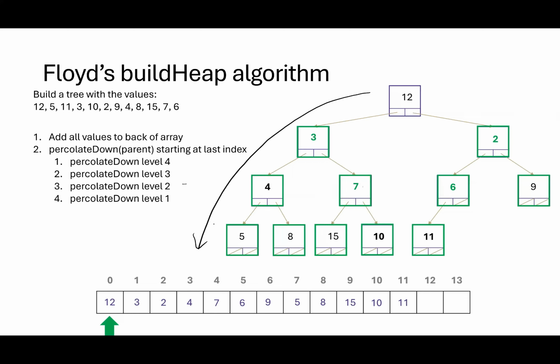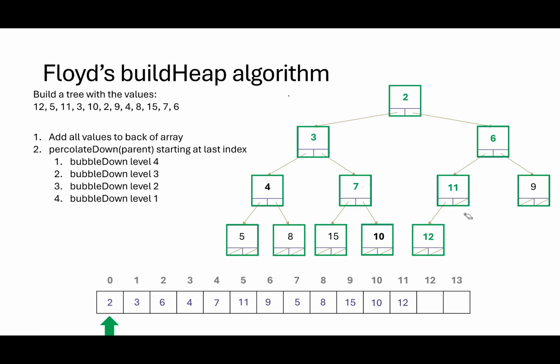In level 1, you will see 12 is going to be swapped with the smallest child, that is 2. Okay, and then it's going to be swapped with 6. And then it's going to be swapped with 11, right? So first swap. And finally, 12 comes in its own position. And this heap is a perfect heap now.